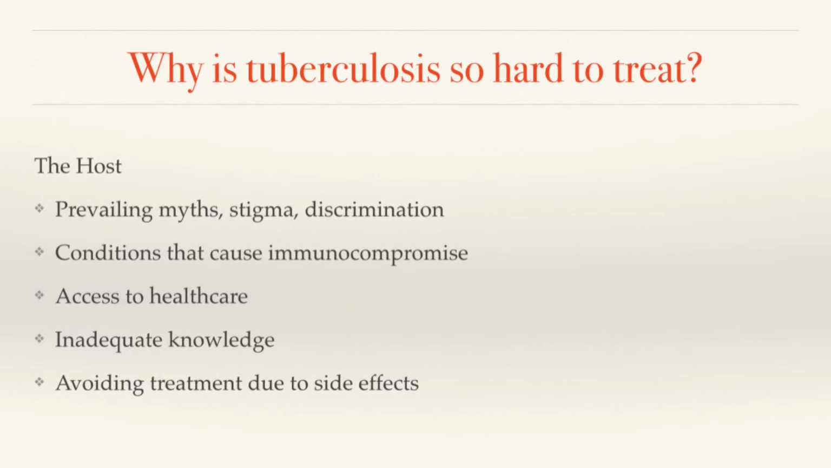The second factor is the host itself. The host may have prevailing myths, stigma, or is suffering from discrimination from the community. The host may also have comorbid conditions that can cause immunocompromise and increased severity of tuberculosis.